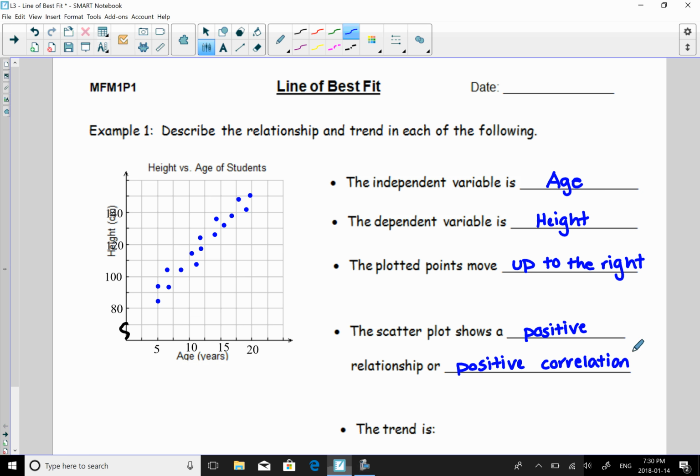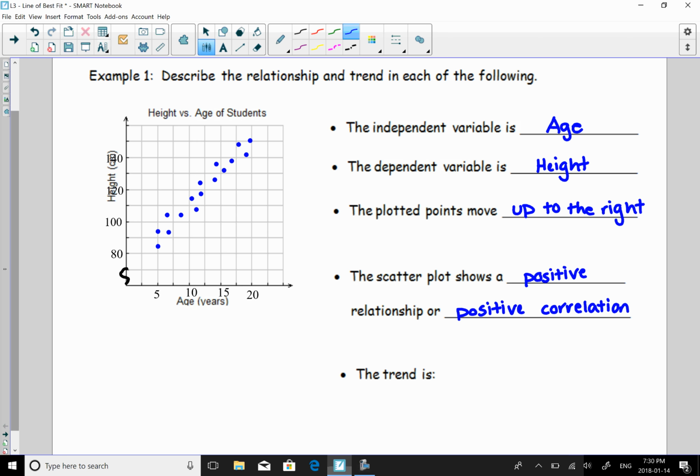And when we describe the trend, it's easiest to start with the independent variable. So if I look at the age, it's increasing. What's happening to the height as well? So as the age is increasing, the height is increasing too. So as the age increases, the height increases as well.